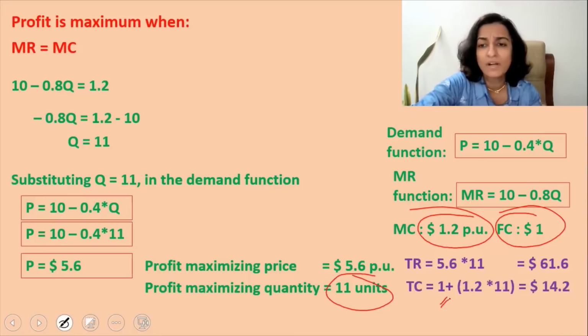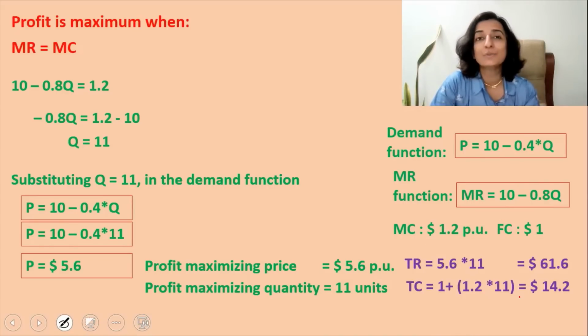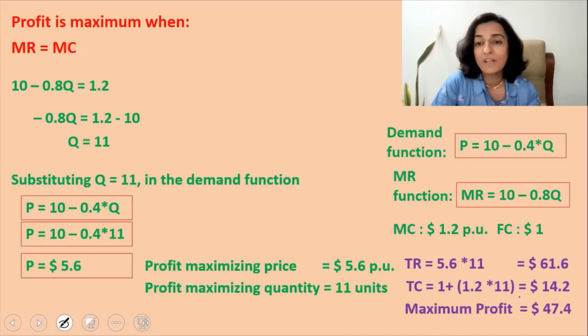It's fixed cost $1 plus variable cost per unit, which is $1.2 per unit, multiplied by number of units, that is 11. So the total cost amounts to $14.2. And what is the profit? Profit is nothing but total revenue minus total cost, that's 61.6 minus 14.2. We get the maximum profit as $47.4.